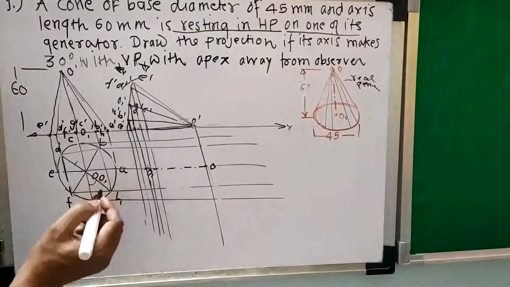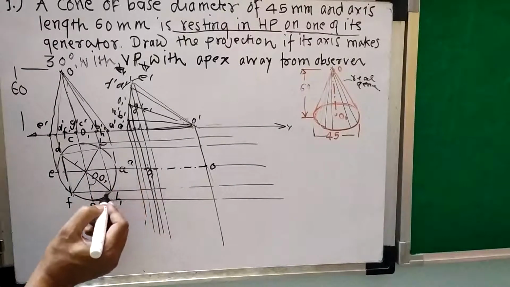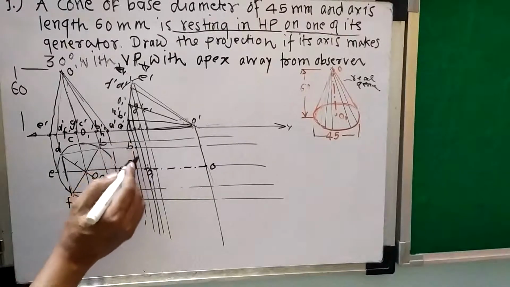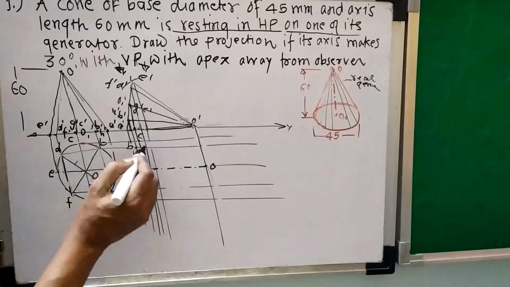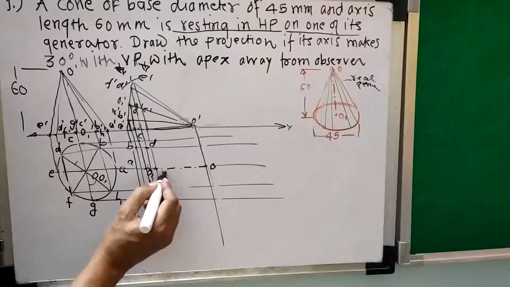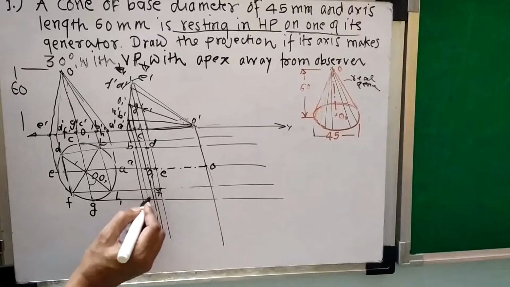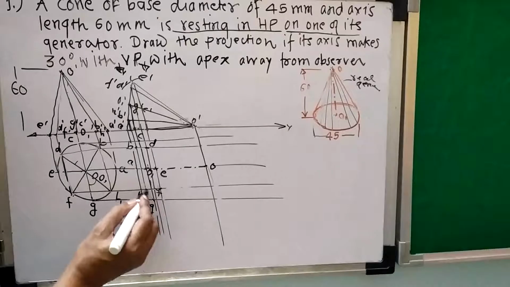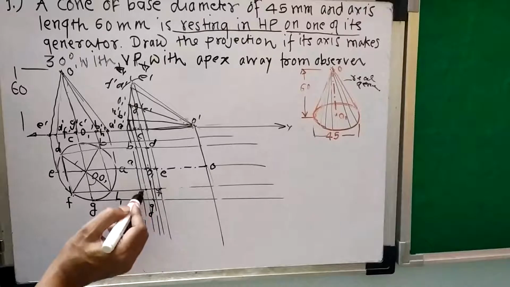Now I will get the other points. Let us find A. So A with A. So this is A. Then this is B. B with B. Then C with C, D with D, then E with E, then F with this F, so this is F, G, and H. So you will get A, B, C, D, E, F, G, H.